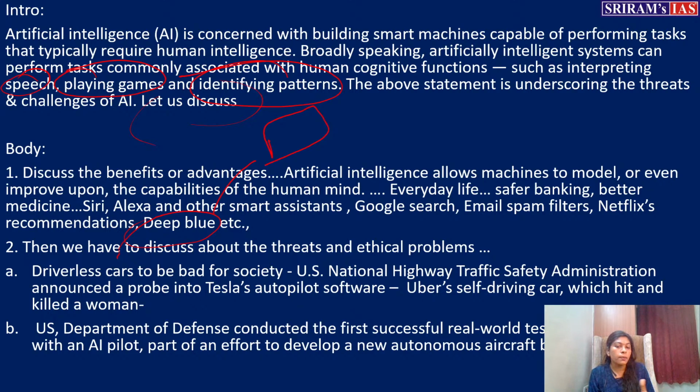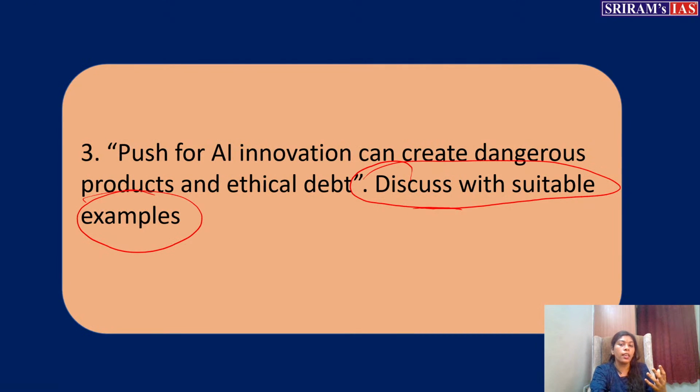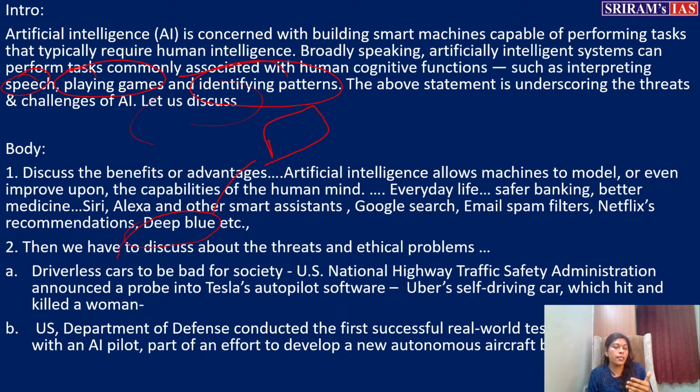How will you take the second part? The threats and the ethical problems. See the question. The question is saying AI can create dangerous products and ethical debt. So you have to discuss both the threats faced from AI and the ethical problems we are facing due to AI innovations. For that, you have to give examples. Start from driverless cars. Tesla recently started driverless cars, but the US National Highway Traffic Safety Administration has recorded 16 car crashes which involved the Tesla software only.